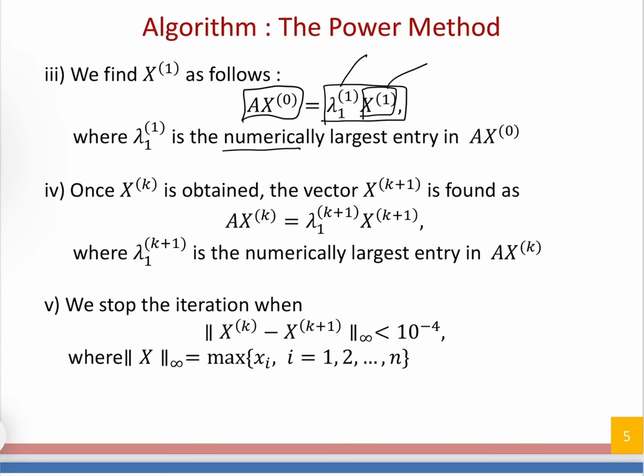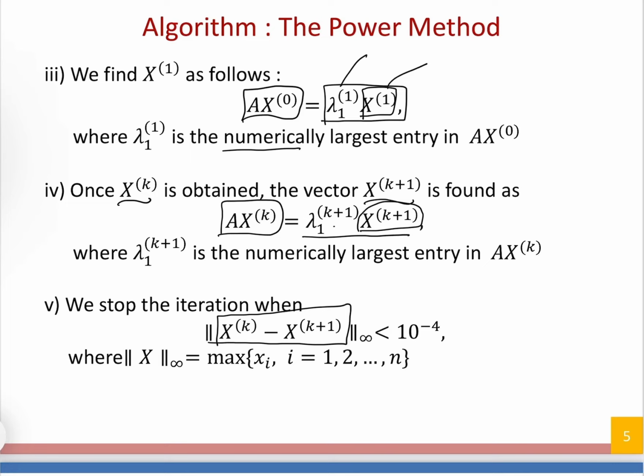Now, in general, if xk is obtained, then the vector xk plus 1 is found by considering this product A xk and writing this as lambda k plus 1 times xk plus 1, where lambda k plus 1 is the numerically largest entry in this column vector A xk. And this is the k plus 1th approximation to the dominant eigenvalue, and this is the k plus 1th approximation to the dominant eigenvector. When to stop these iterations? What we do here is we find the difference of these two vectors.